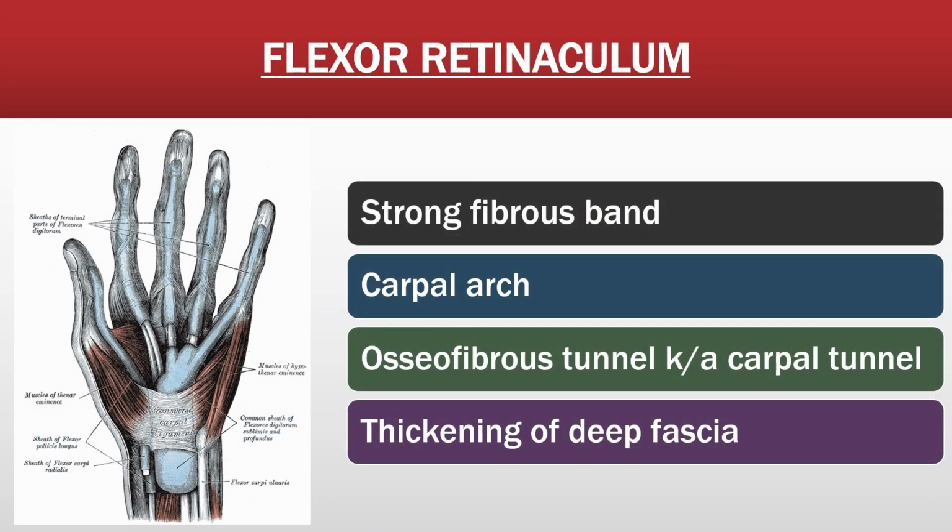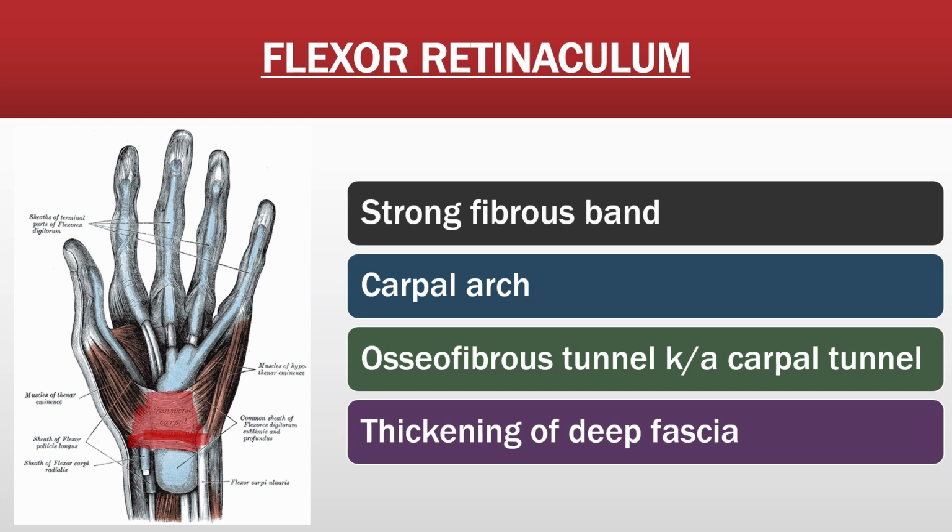Coming to the flexor retinaculum, this is another modification of the deep fascia of the hand. This is the flexor retinaculum. It is nothing but a strong fibrous band. It also forms a carpal arch. It is attached on the carpals. Okay, so it is present on the carpals. It forms an osteofibrous tunnel.